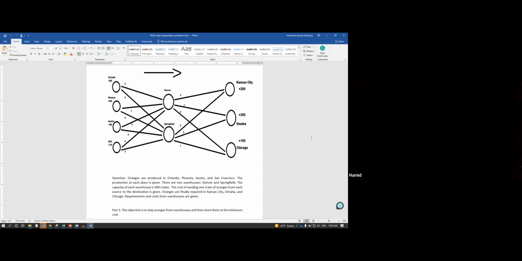Okay, so transportation costs are given on each link. Also, in each origin and destination, you can see how much you can produce and how much is needed. Also, you can store at most 400 in each warehouse. You cannot store more than 400.